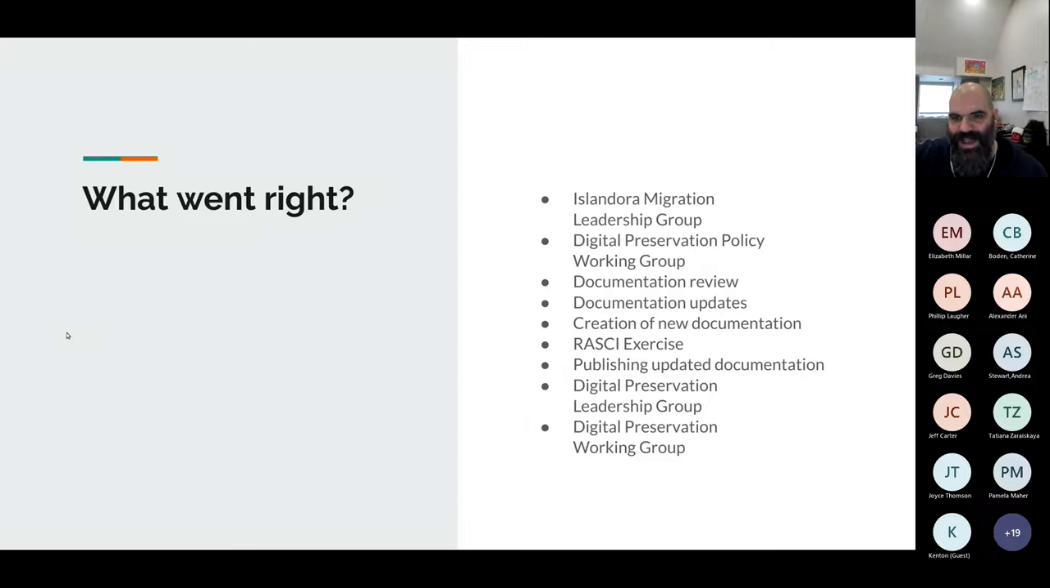Island or leadership group, migration leadership group, and then out of that grew a digital preservation policy working group that did a whole lot of documentation review and documentation updates. We created a whole lot of new documentation. We did this thing called a RASCI exercise, which I'll go over in a little bit of detail in a few minutes. We published all of our updated and new documentation, and we've evolved some of these existing groups into new groups moving forward. So a digital preservation leadership group and a digital preservation working group.